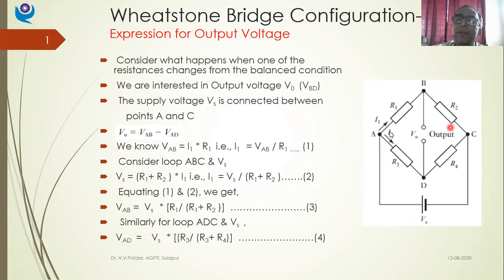Okay. So consider the loop. Hope you are attentive. Take a piece of paper and draw one more circuit starting from VS, A, B, C, and complete the circuit. Don't draw R3 and R4. Don't draw this V0. Then draw only I1, R1, R2, and then VS. So consider loop A, B, C, and VS.